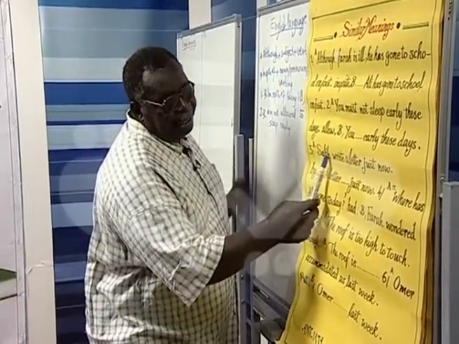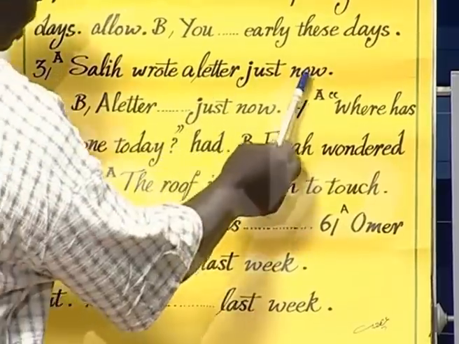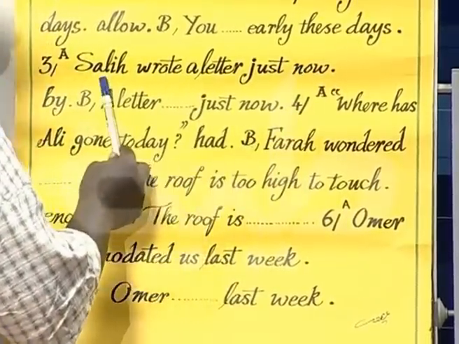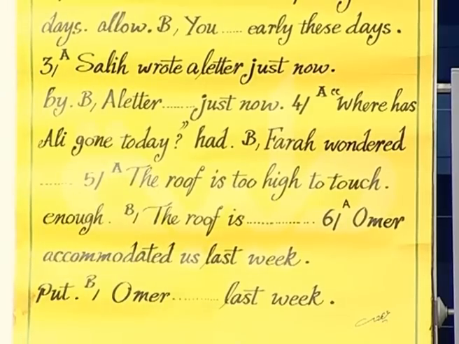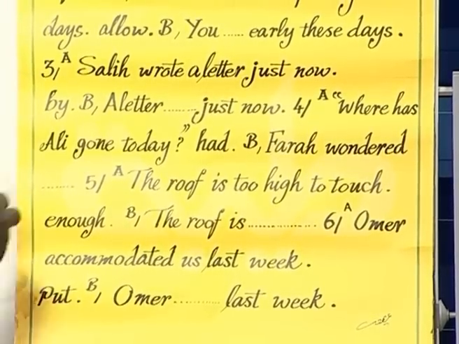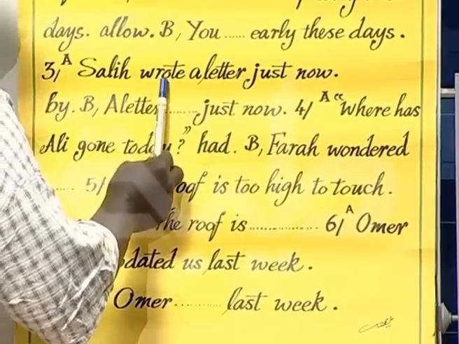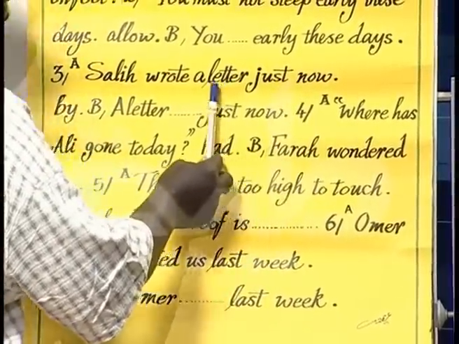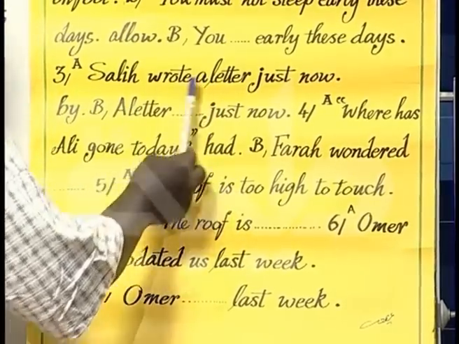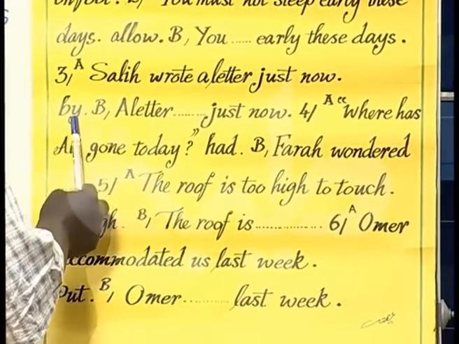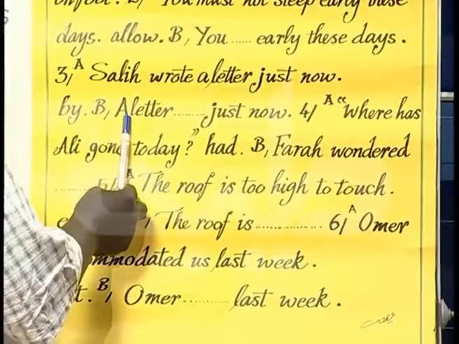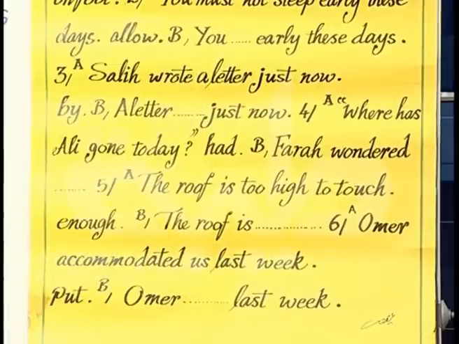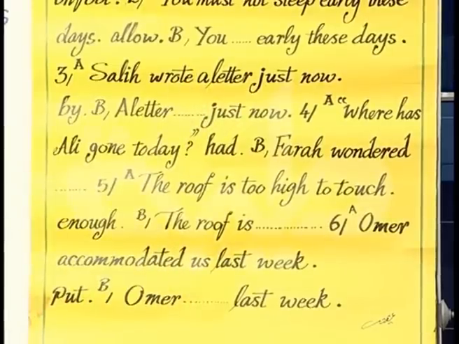Now we move to number 3A. Saleh wrote a letter just now. I hope it's clear for everybody. Here, this sentence is in the past simple tense. If you are asked why past simple tense, it is because we have the subject, the past tense of the verb, and then the adverb of time just now. The sentence begins, بدأت, with the object, مفعول به, and then there is by in the margin. If the sentence begins with an object, that means he is asking me to change the sentence into the passive voice, مبني للمجهول, of course.